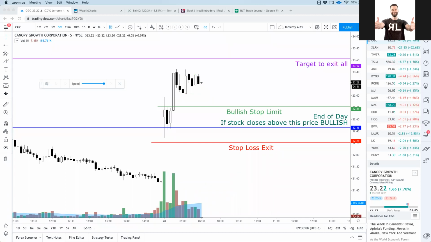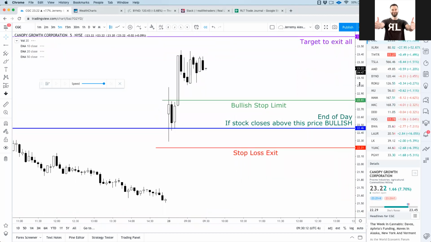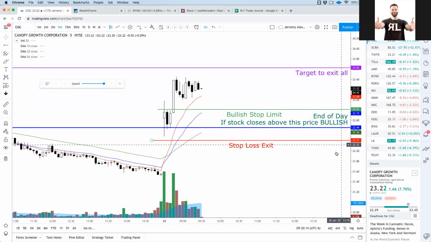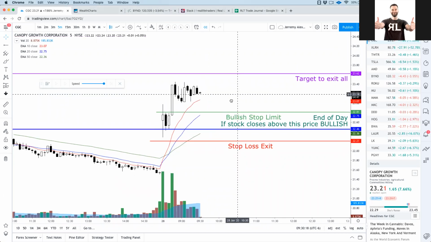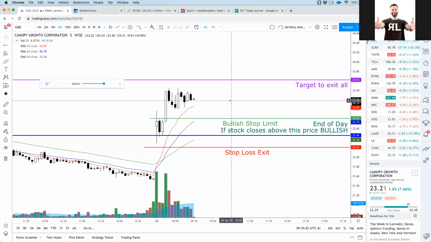The longer we trade sideways, the longer the breakout could be. And I'm waiting for the 10 EMA to actually interact with the stock price before I do a lot of stop movement on Canopy Growth. But right now, it doesn't look awful, and I'm just going to sit back and let it do its thing.